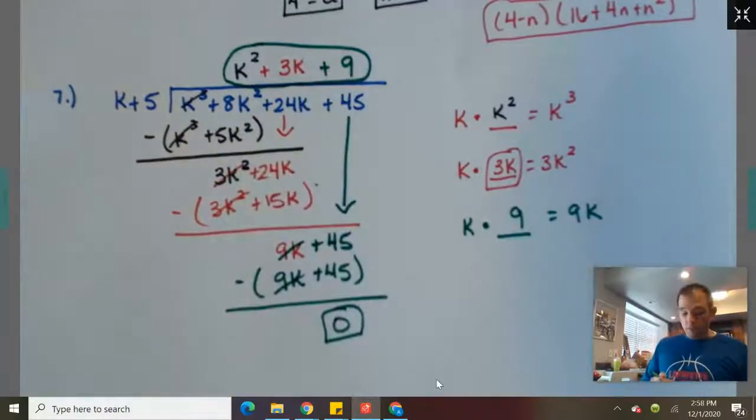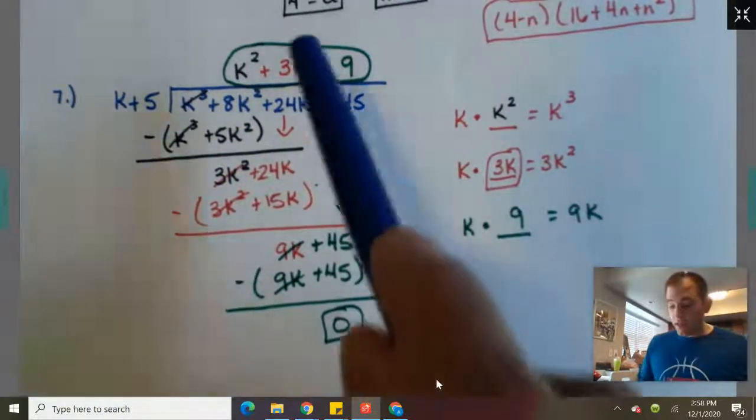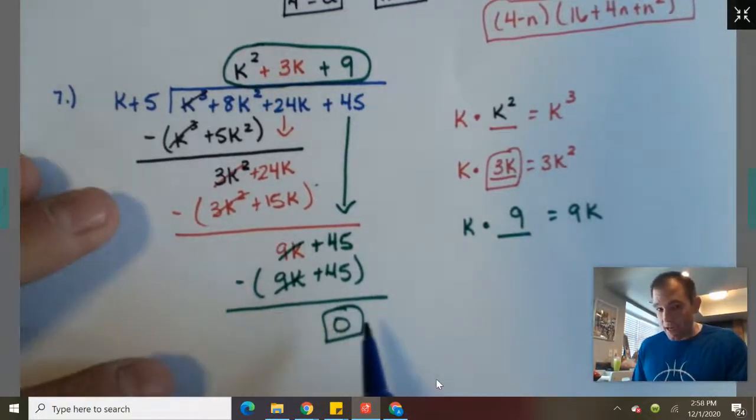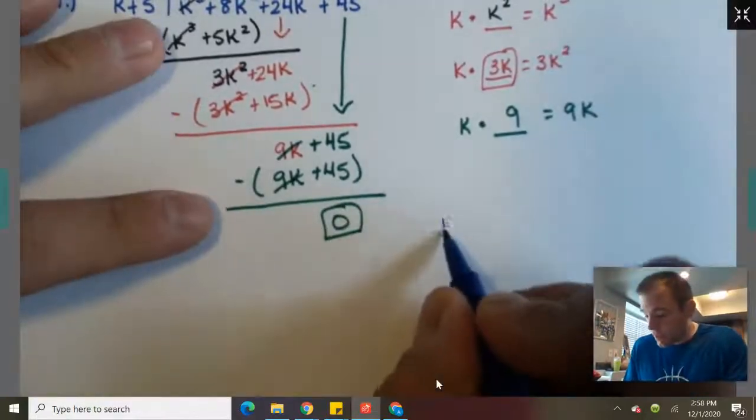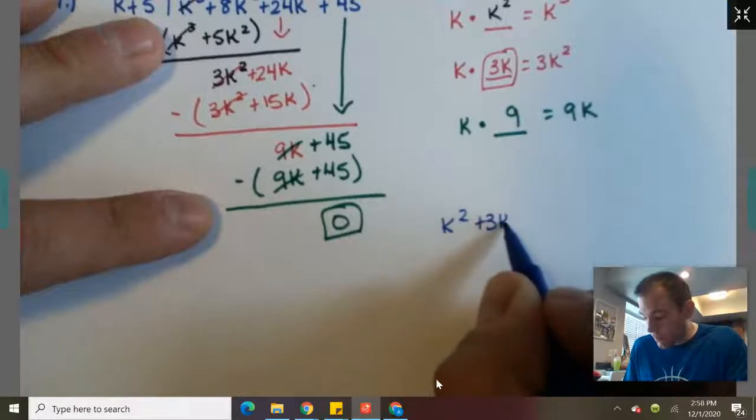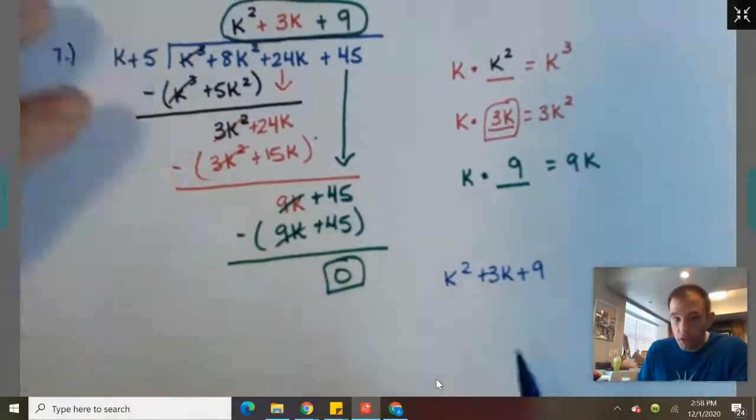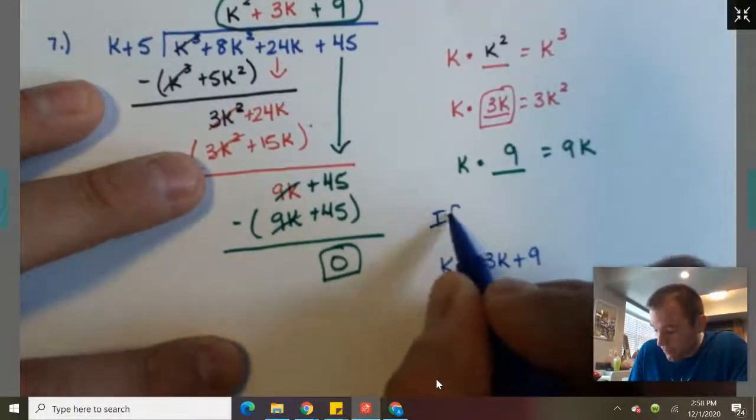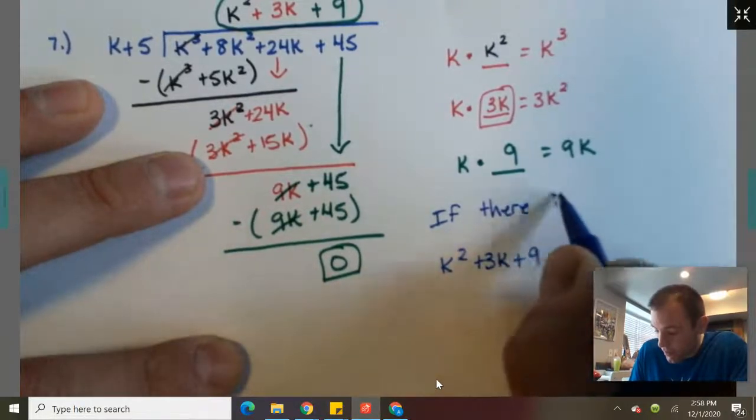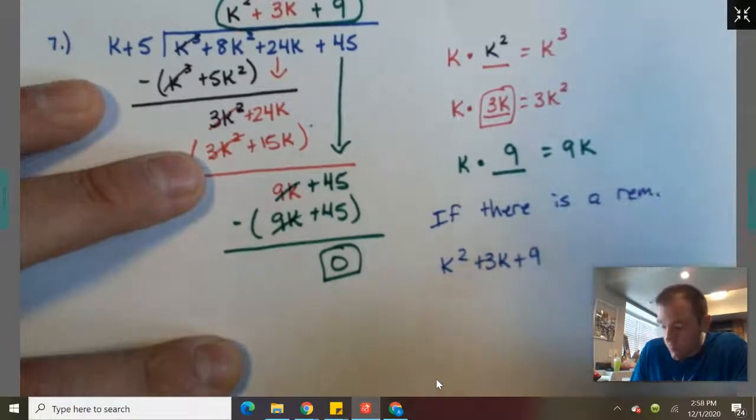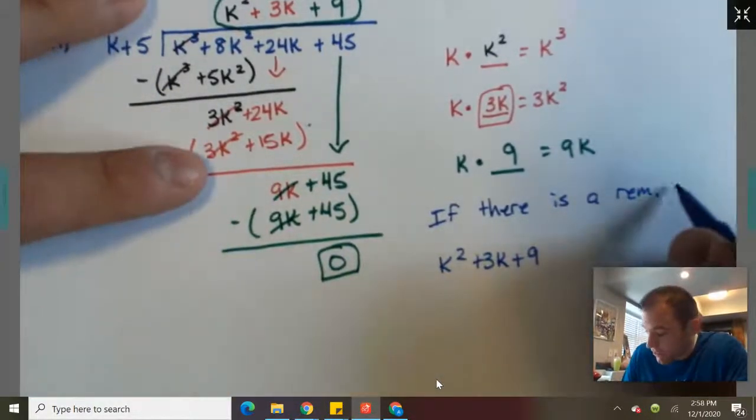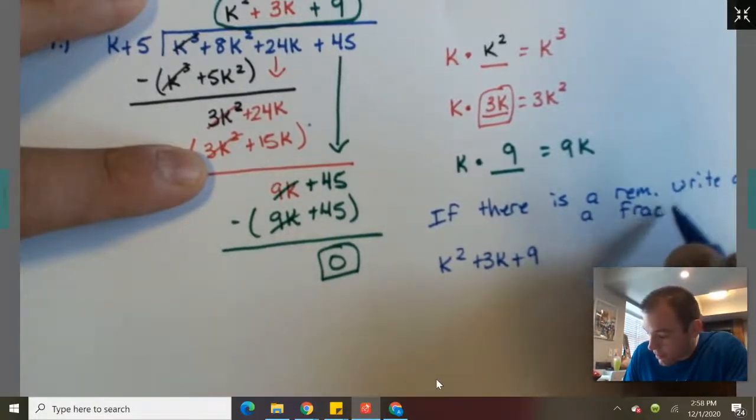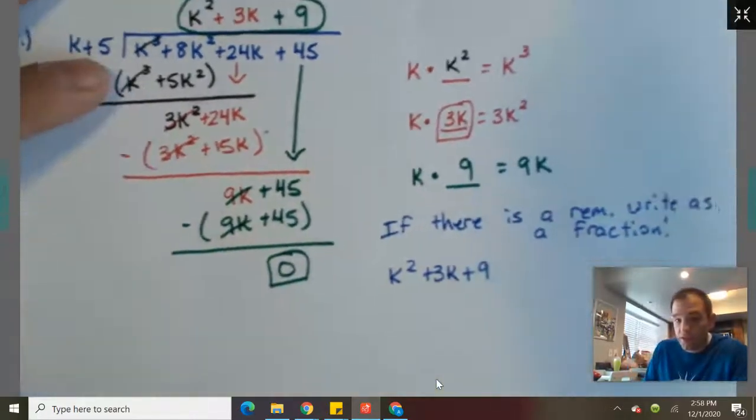Remember, if there had been a remainder, so let's say I had a remainder of 2, that would mean that my answer, I'm going to rewrite what I have up there. If there is a remainder, remember, we don't write R anymore. So if there is a remainder, write it as a fraction.